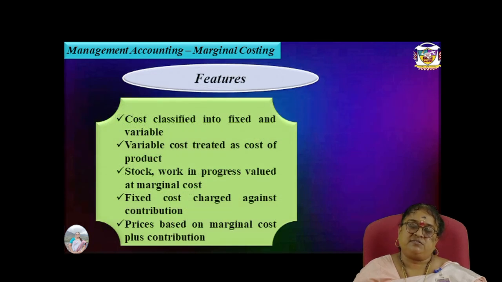Features of marginal costing. The main feature of marginal costing is that the cost is classified into variable and fixed. Only variable cost is treated as the cost of the product. Then stock and work in progress are valued at marginal cost. What do you mean by work in progress? It is semi-finished goods. Then fixed costs are charged against contribution only. The prices are based on the marginal cost plus contribution.